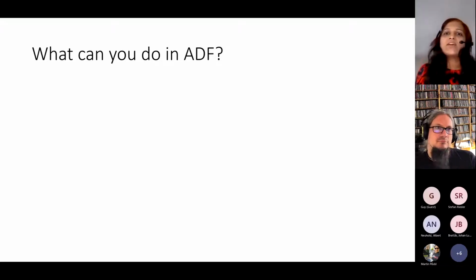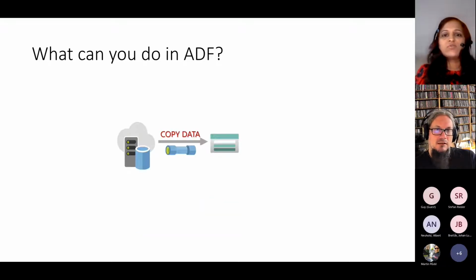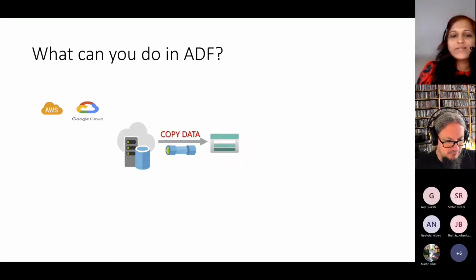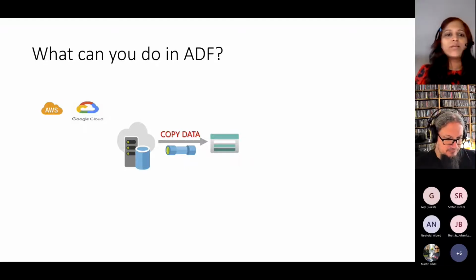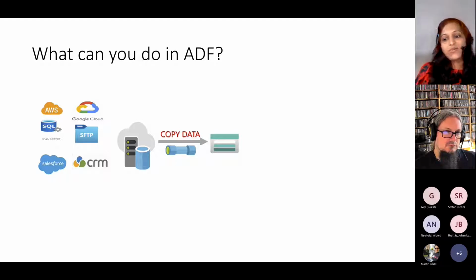So now let's move into what can you do in Azure Data Factory. So you get an idea why you need Azure Data Factory. Let's see the first one. You can copy your data using the copy data tool, or you can use a copy activity inside your pipeline. You can copy from various data sources. For example, you can copy from other cloud services, for example AWS, Google Cloud. You can copy your data from on-premise systems like SQL Server, Oracle Server, or SFTP. You can copy your data from systems like Salesforce and CRM 365.